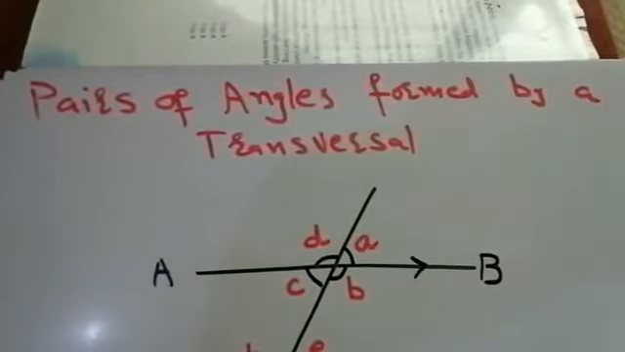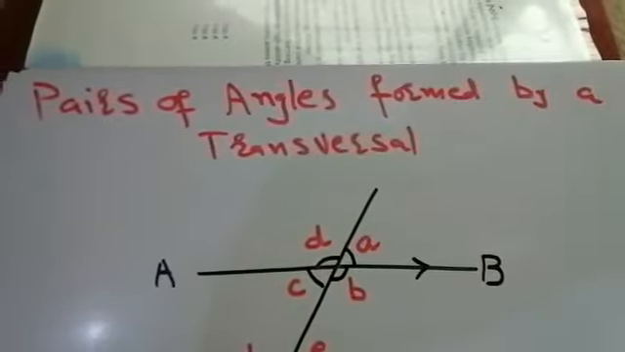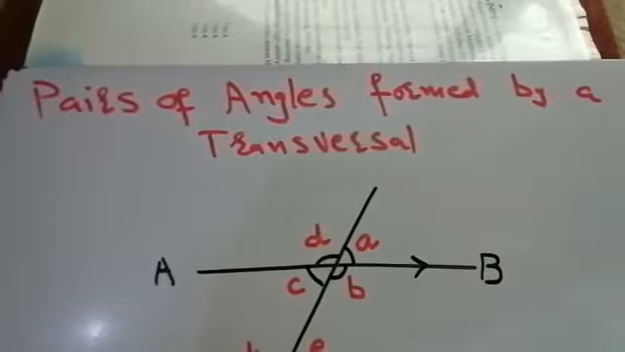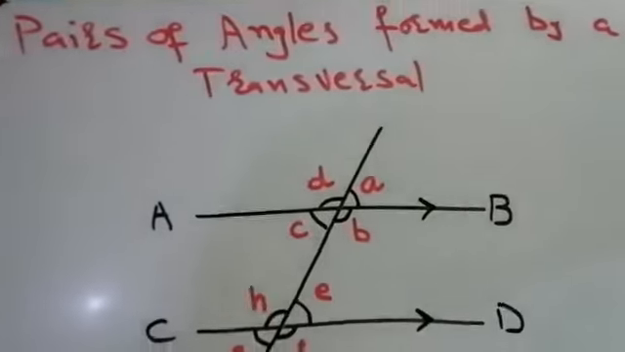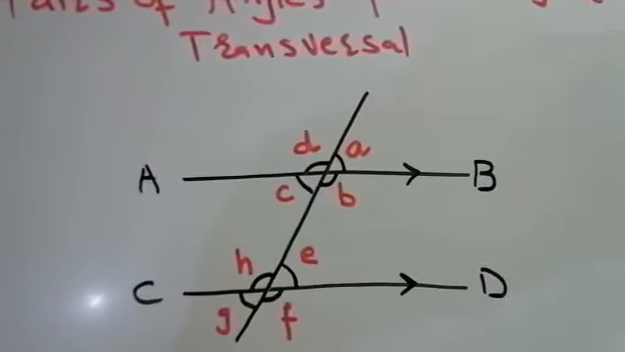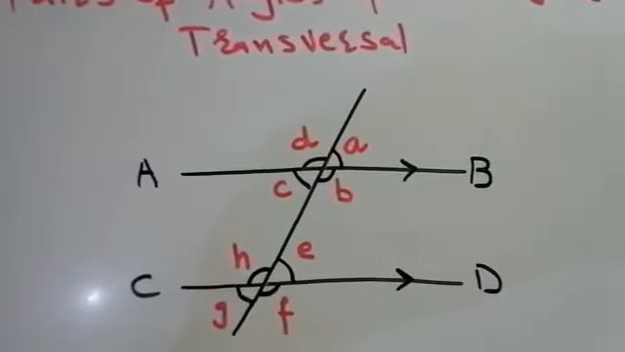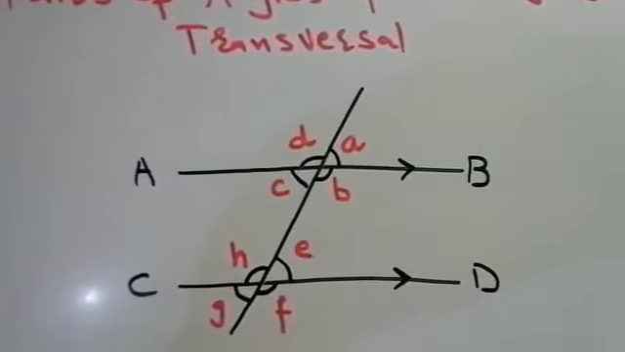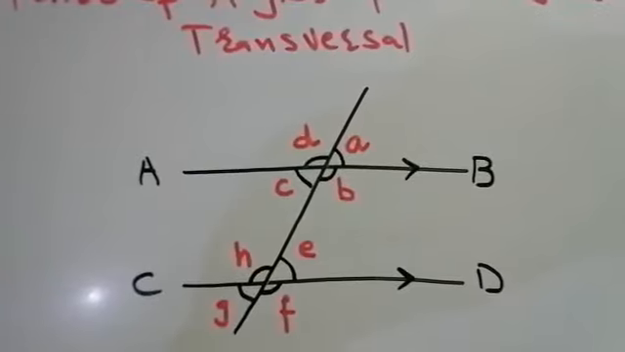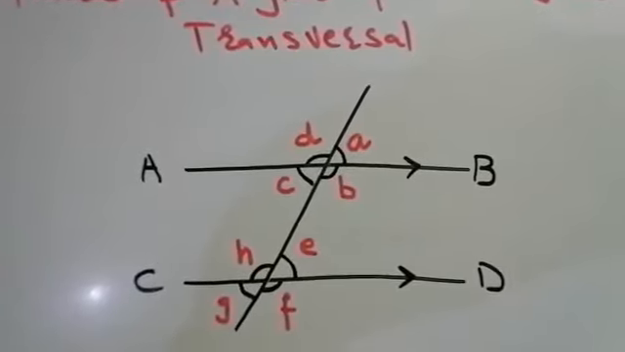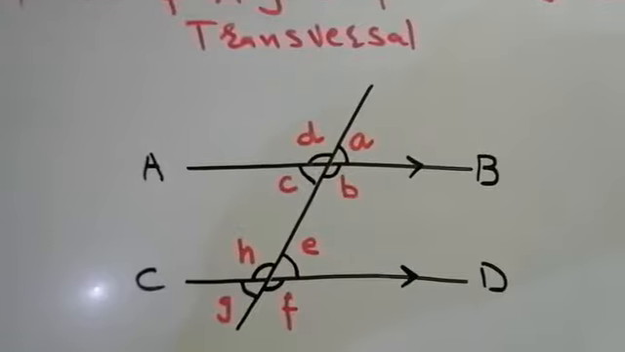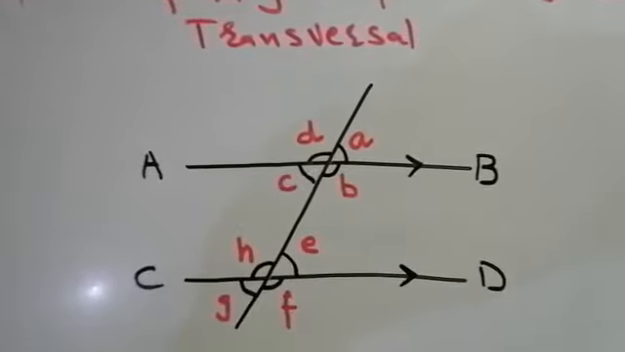Dear students, let's start this very important concept: pairs of angles formed by a transversal line. If you look at this diagram, you can see there are two parallel lines given here, line AB and line CD. The arrow shows that these two lines are parallel to each other. And we know that parallel lines never intersect even if we extend them.